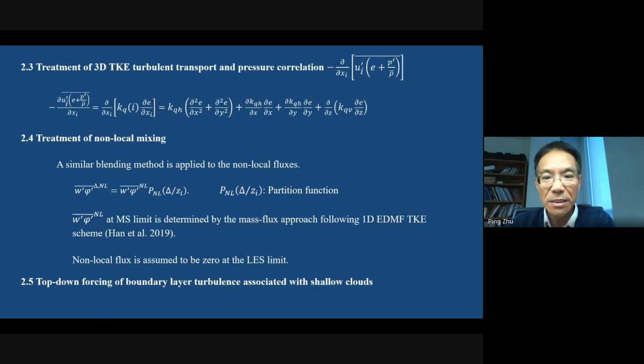The scheme considers 3D TKE turbulent transport and pressure correlation in X, Y, Z direction, and considers non-local mixing in the gray zone. The scheme also retains the top-down forcing boundary turbulence associated with shallow clouds.